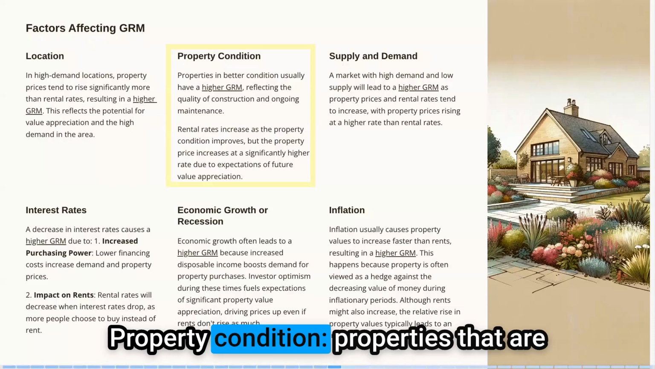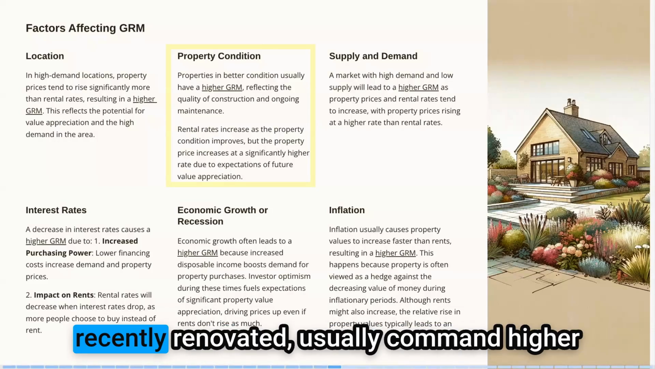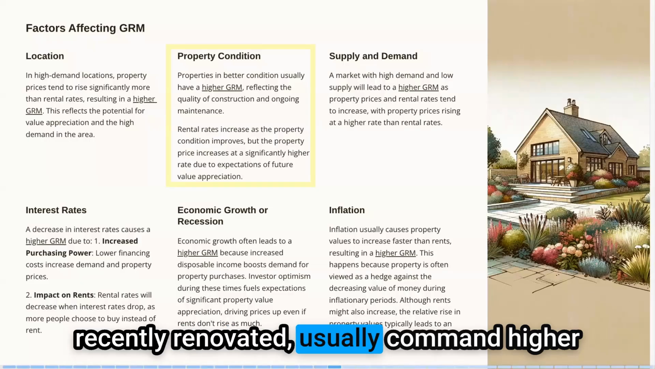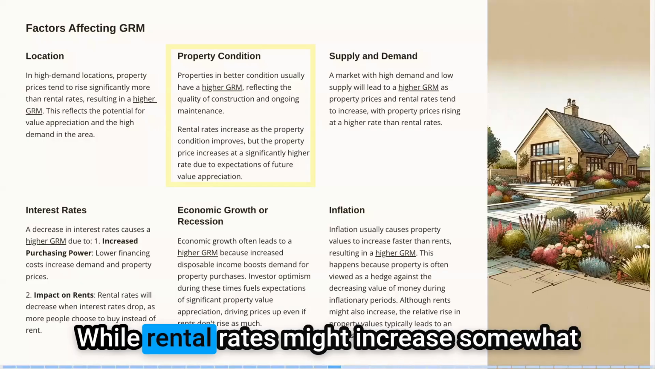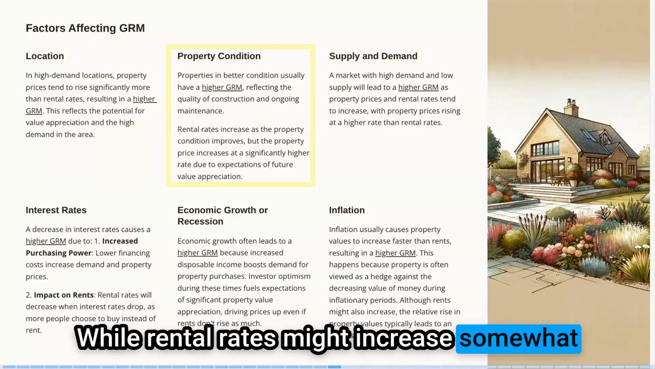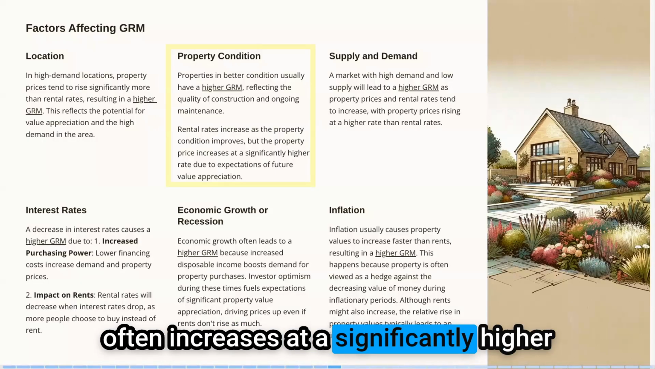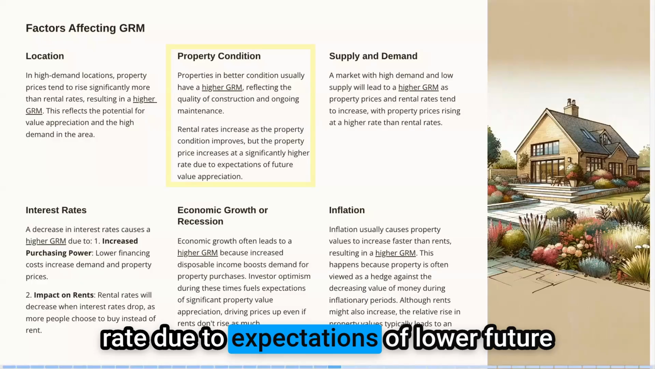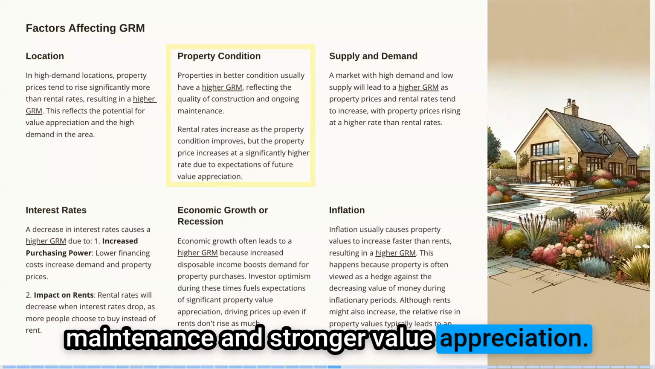Property condition. Properties that are in better condition, well maintained, or recently renovated usually command higher prices, and this can lead to a higher GRM. While rental rates might increase somewhat with better condition, the property price often increases at a significantly higher rate due to expectations of lower future maintenance and stronger value appreciation.